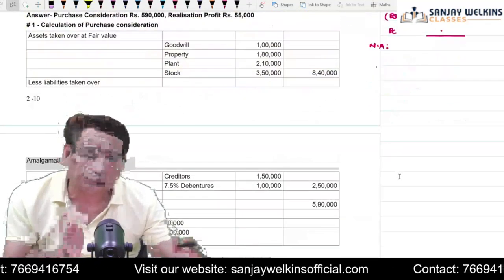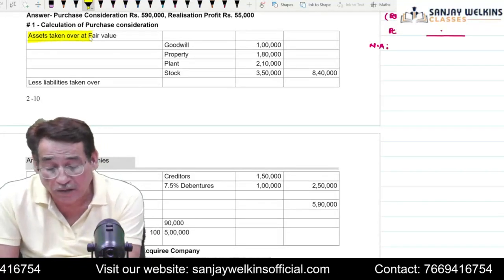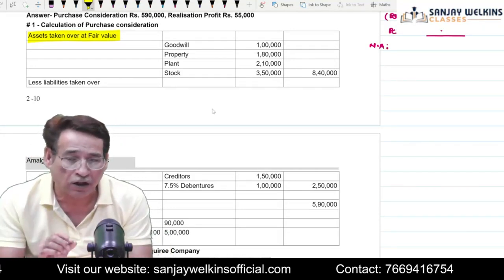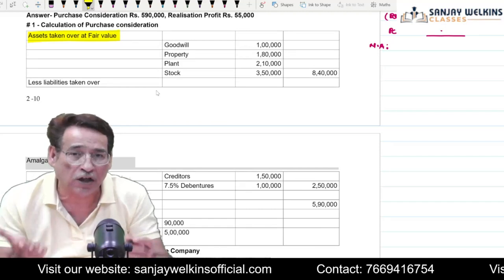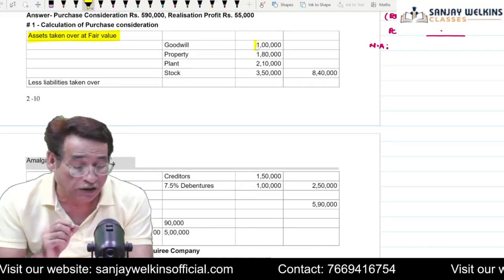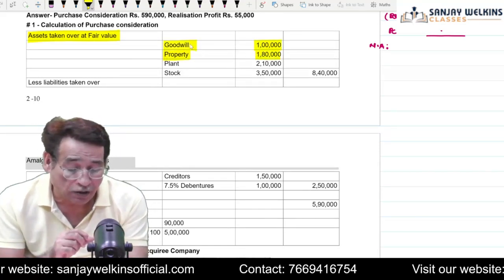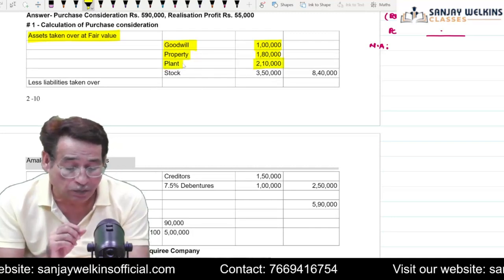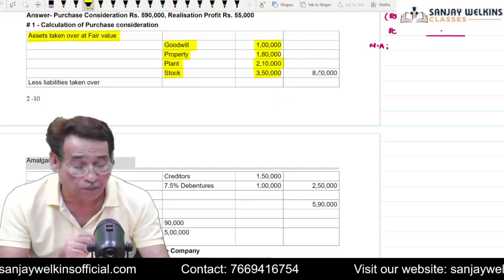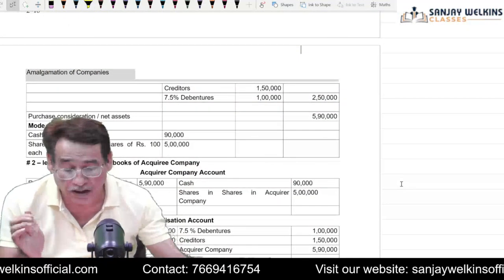How to apply the net assets method? It is very simple. In order to compute the purchase consideration under the net assets method, first of all, in my working note, I am going to take into account which assets we are taking over. In fact, we are taking over all the assets. But we are taking over goodwill at 1 lakh, property at 1,80,000. However, plant and machinery is being taken over at book value and stock is being taken over at the same value. So 8,40,000. Now I will subtract the liabilities which we have taken over.